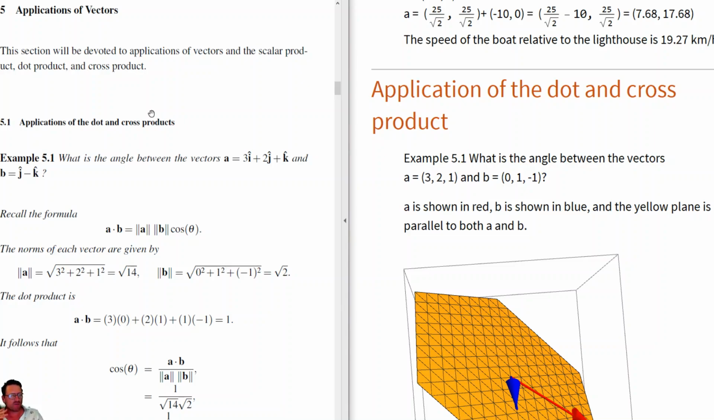All right, example 5.1. What is the angle between the vectors a equal to (3, 2, 1), and b equal to (0, 1, minus 1)?